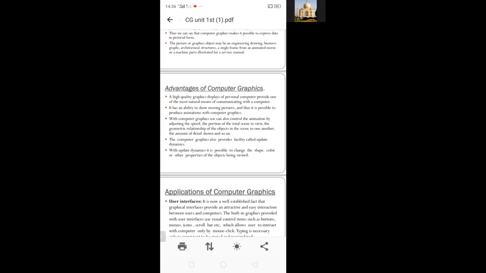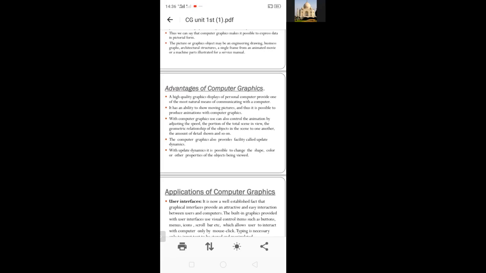So it means that only the amount of details which we require, we can take. We can reduce the complexity. We can reduce the resolutions of the particular systems. Computer graphics also provides a facility called update dynamics. Update dynamics means that if a dynamic change is there within a particular frame, it will be adapted properly and shown as it is.